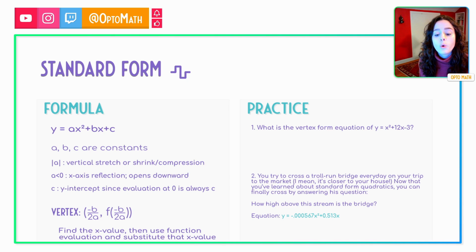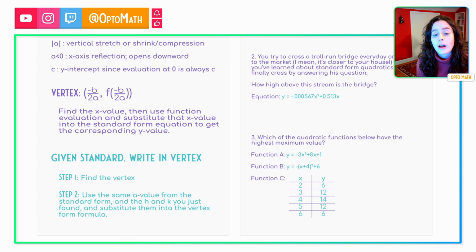And c is the y-intercept. Since if you substitute 0 in for x into the equation, then you just get y equals c. Let's talk about how to find the vertex given a standard form equation. So we want to use this handy dandy formula.